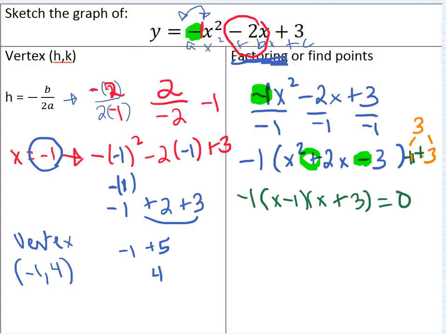Let's take each of these factors and apply the zero product property. So I have x minus 1 equals 0, and x plus 3 equals 0. So I have x equals 1 here, and x equals negative 3 there. Let's graph now. We're going to graph negative 1 and 4, 1 and negative 3.